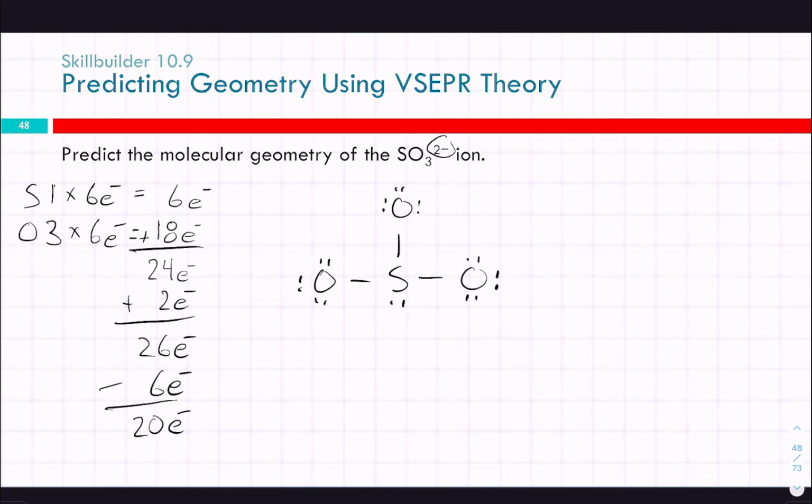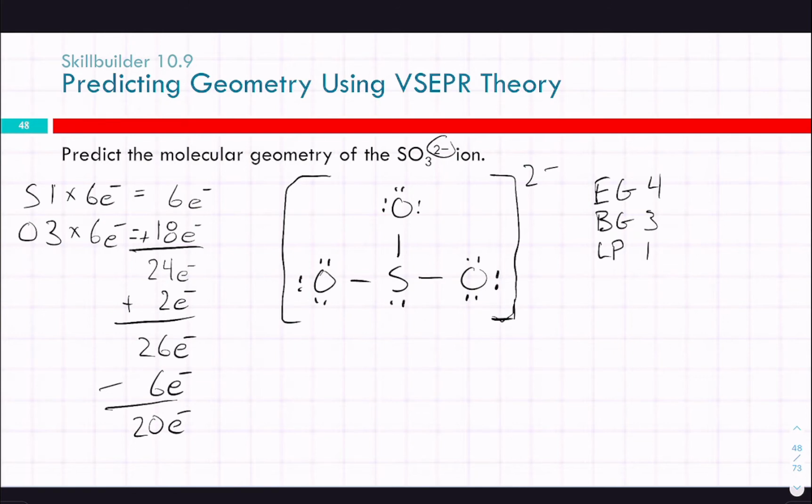This should be the Lewis dot structure. Technically, we do also want this to show that the overall thing is an ion, and then it has a 2- charge. All right, so how many electron groups? 4. How many bonding groups? 3. And then just 1 lone pair.